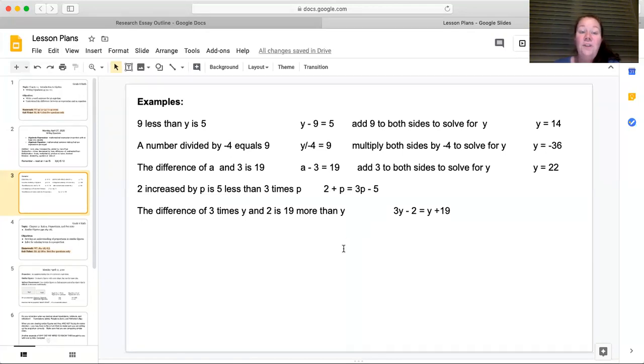The next one, the difference of 3 times y and 2 is 19 more than y. Whew, it's a lot of words to say. But the difference of 3 times y, so we know that we're multiplying 3 and y. The difference means subtraction. 2 is being subtracted from 3y. Is, so we have our equal sign, 19 more than y. y plus 19. Now, in this instance, we could have written 19 plus y because we know that we can switch those around. But for the sake of learning, I'd like you to follow the sequence of the words as they're written.